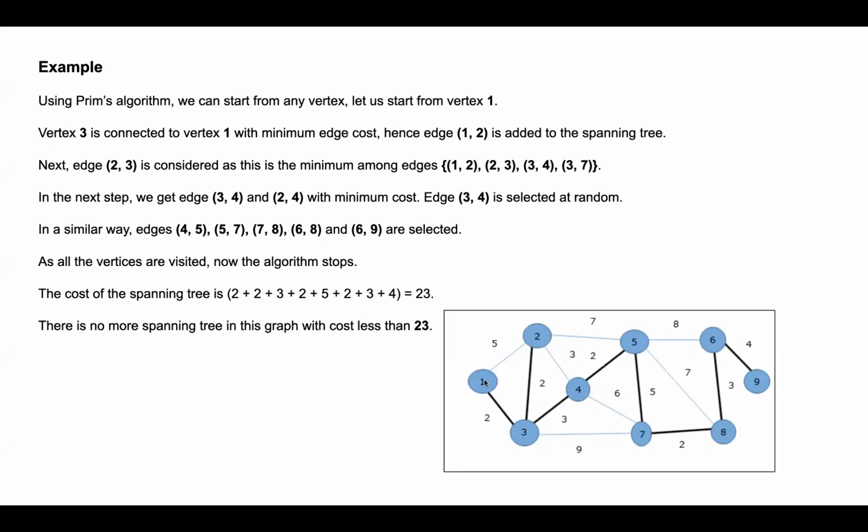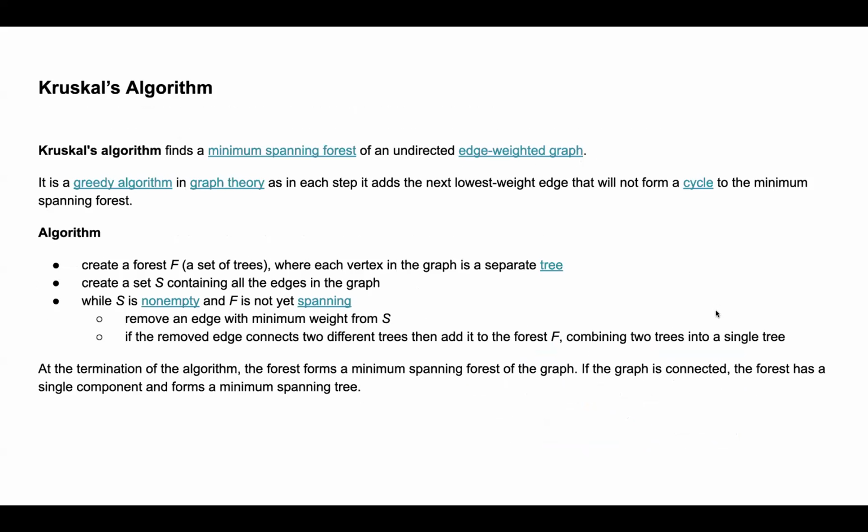Okay, 1 to 3, 3 to 2, 3 to 4, then 4 to 5, 5 to 7, 7 to 8, 8 to 6, and 6 to 9. So the minimum cost is 2 plus 2 plus 3 plus 2 plus 5 plus 2 plus 3 plus 4 is equal to 23. There is no other spanning tree in this graph with cost less than 23.